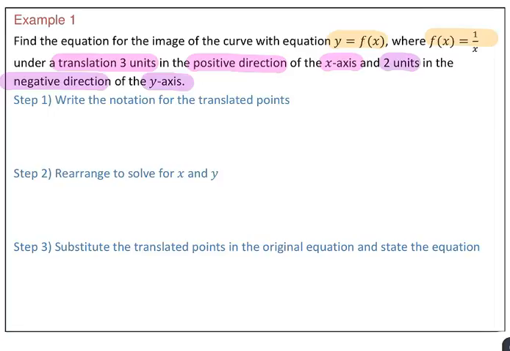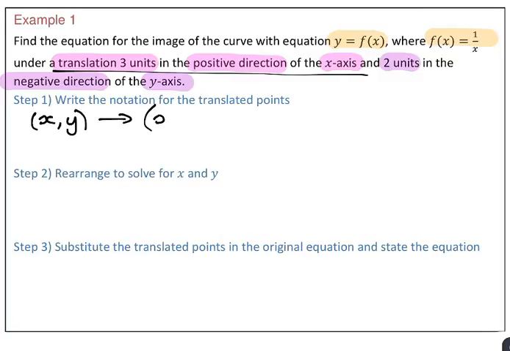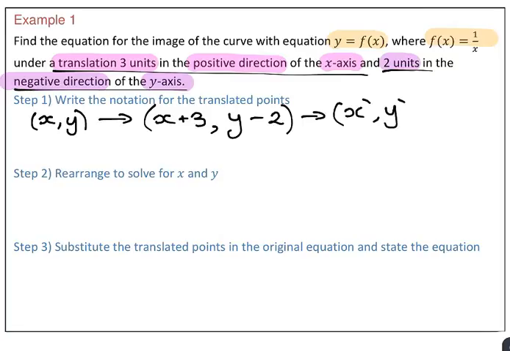The first step for this is to write a notation for the translated points. So we're going to take a coordinate point of (x, y), and we're going to change this based on our translations. Our translation 3 units in the positive direction of the x-axis is taking the x portion of our equation, the pre-image, and in the positive direction plusing 3, so x plus 3. The y portion, 2 units in the negative direction, y-axis. So our y coordinate point, we're going to move it minus 2. This is our new x and our new y.